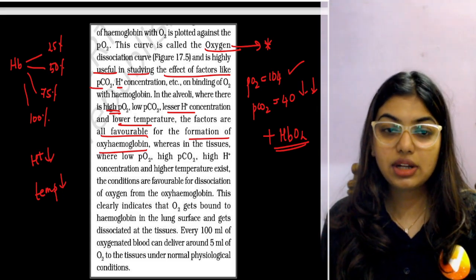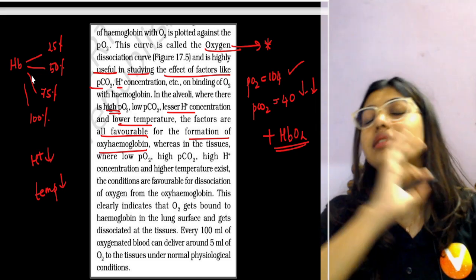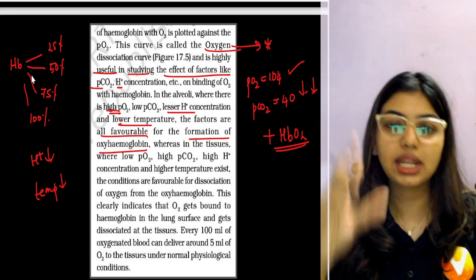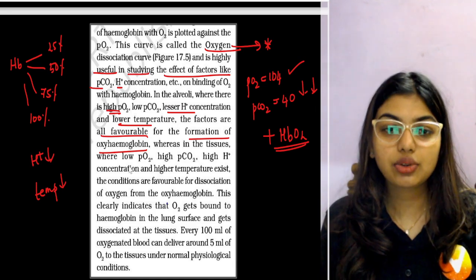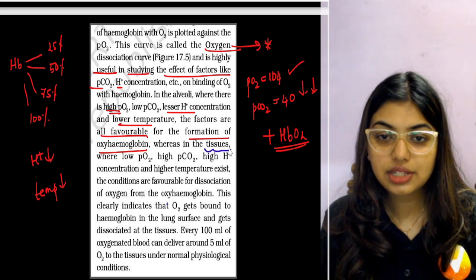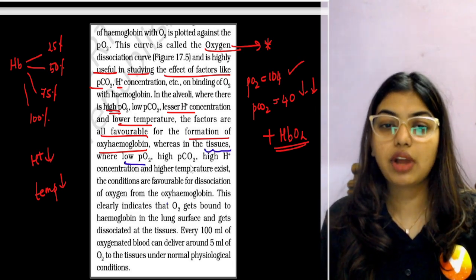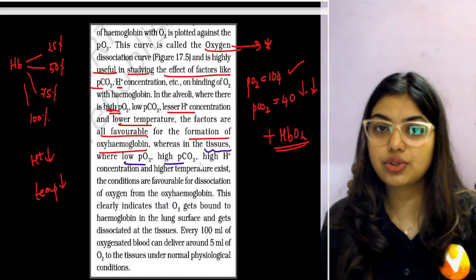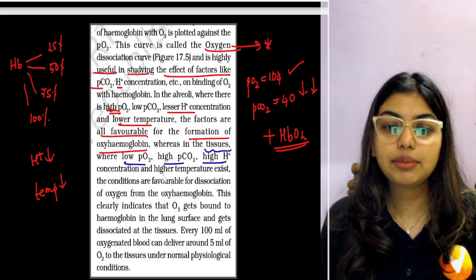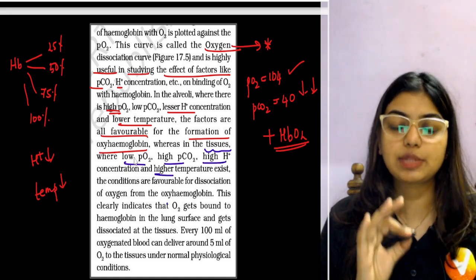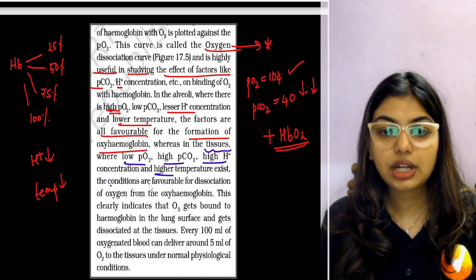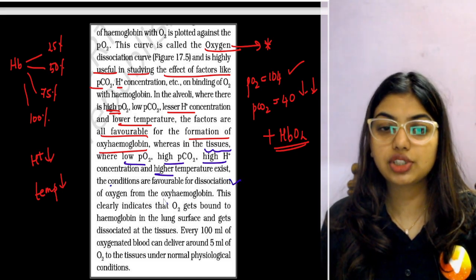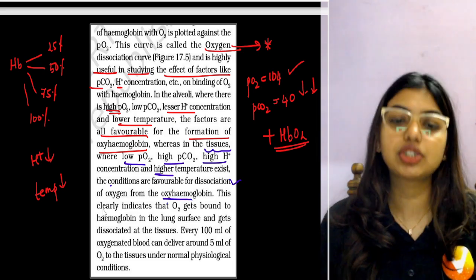Understood the difference? If you understand the difference, there is nothing difficult about this graph. People complicate this graph, it's not required, that much complication is not required in life. Whereas in tissues, there is high partial pressure of carbon dioxide, obviously, high temperature, high H plus. I told you whatever carbon dioxide does, these two will also do. The conditions are favorable for dissociation of oxygen from oxyhemoglobin, so we can give the oxygen to the tissues.